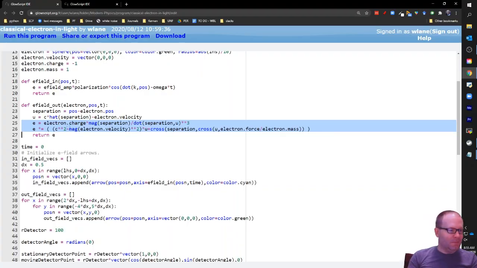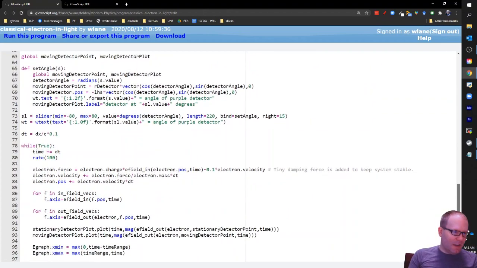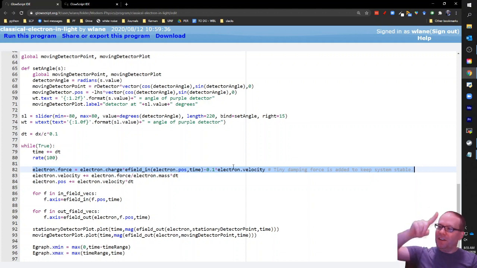but this is the electric field of an accelerating charge. Then what we're going to do in the animation loop, so here we're just setting up all the detectors, etc. Here in the animation loop, what we're doing is calculating the force on the electron, so that's going to be the charge times the field. I've added in a tiny damping force here just to keep the system stable. If you don't include this, that electron is going to creep up in terms of its energy and it's eventually going to leave the screen. So we have just a tiny damping force just to keep the system stable.